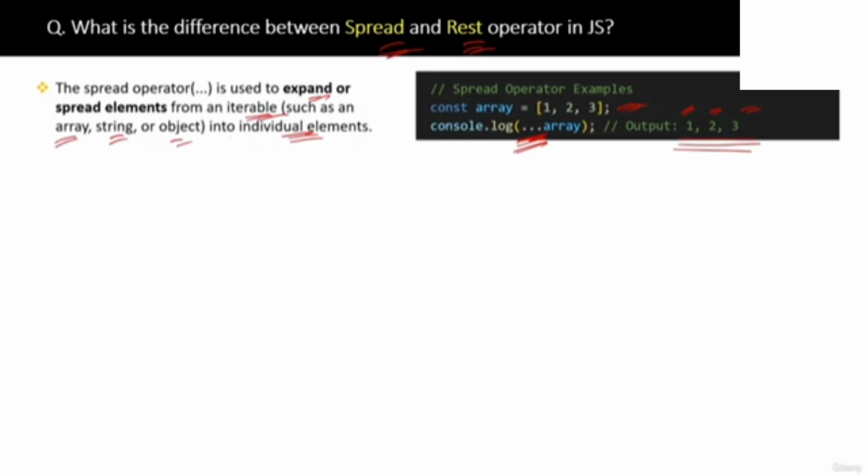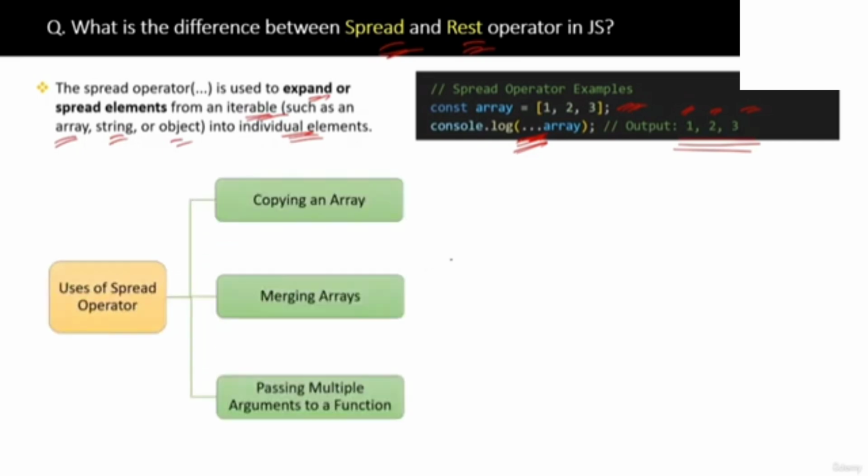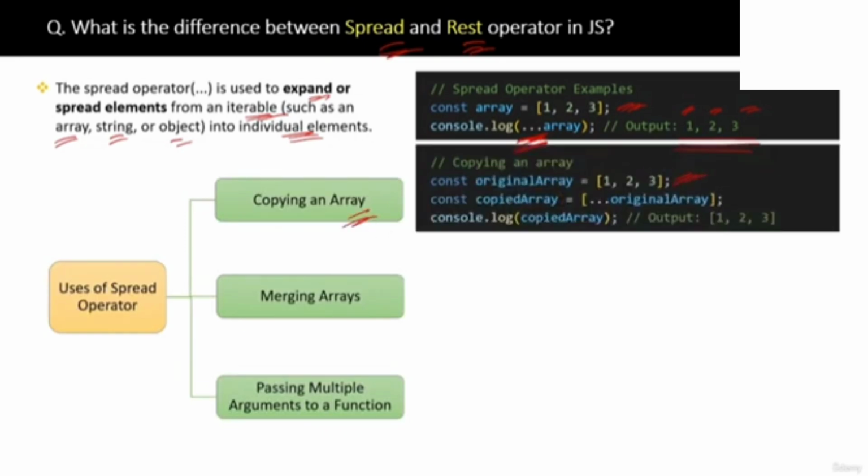Now we can use the spread operator for three purposes basically. The first purpose is for copying an array. In the code you can see we are using the spread operator to break the original array into individual elements. And since this is inside square brackets, these elements will be converted back into an array, which is assigned to the variable copied array.